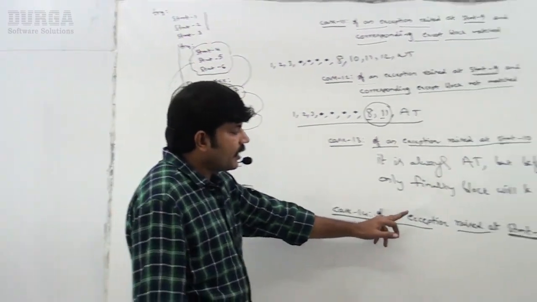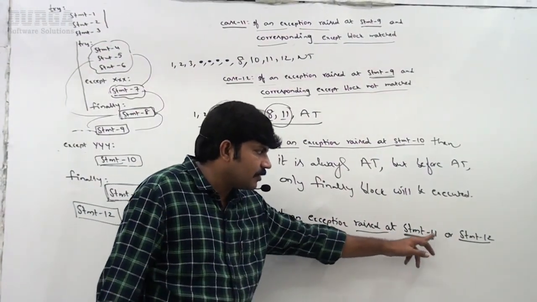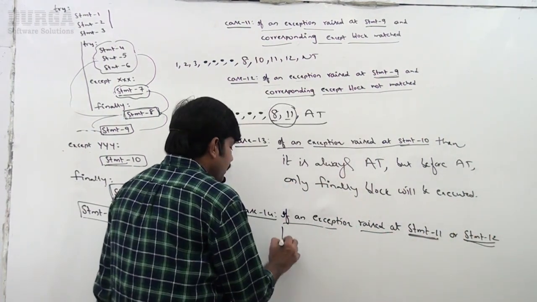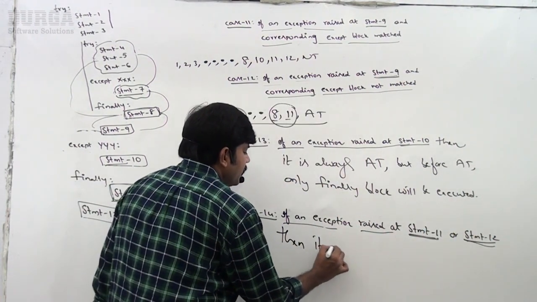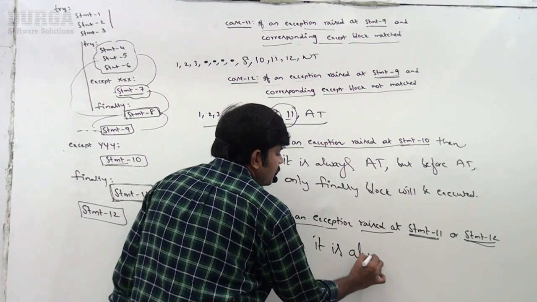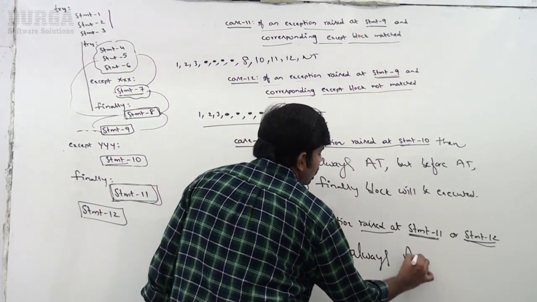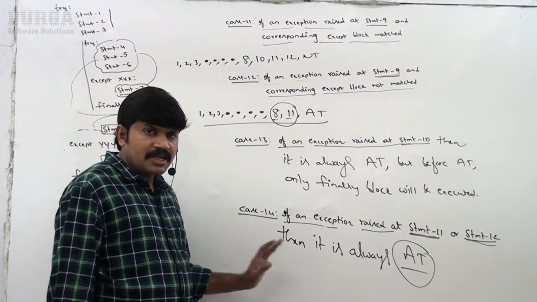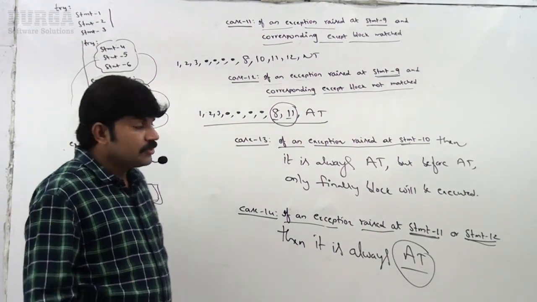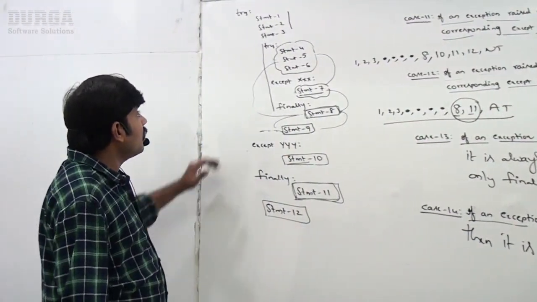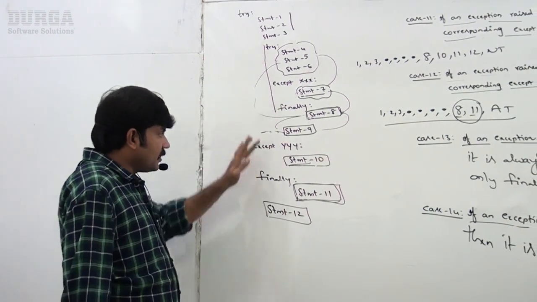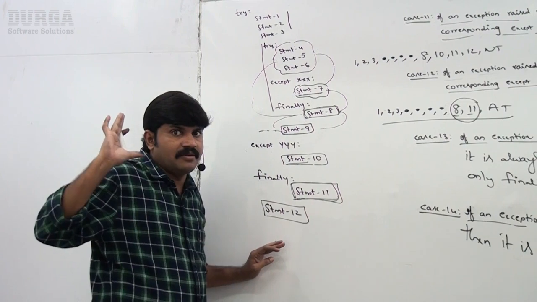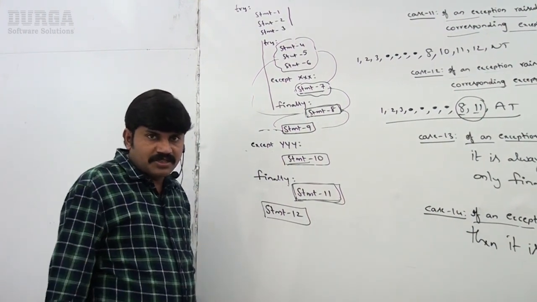So if an exception is raised at statement 11 or statement 12, then it is always abnormal termination. Okay, remember, it's always abnormal termination. Any doubt about this one? So that's all. These are various important cases that you should be aware of very clearly, sir. Almost 14 cases we discussed.